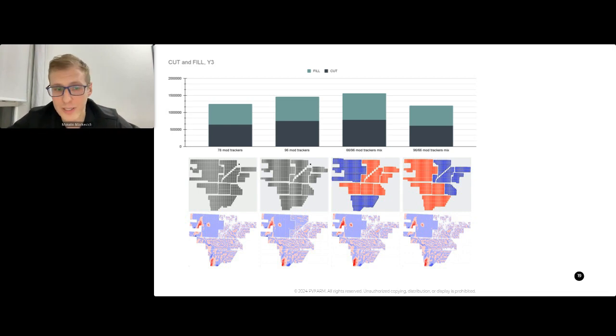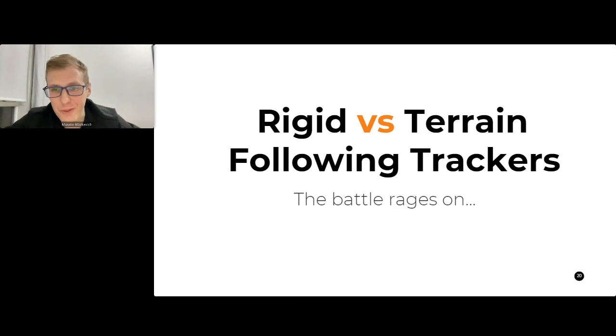So now let's go to the next topic, which is a trendy topic of the last years. Rigid versus terrain following trackers. Some people call terrain following trackers trackers with undulated capabilities. Some people call them all terrain, but the meaning is the same. These are trackers that can follow terrain. In other words, that can change their slope from bay to bay. And the bay is the distance between two piles.